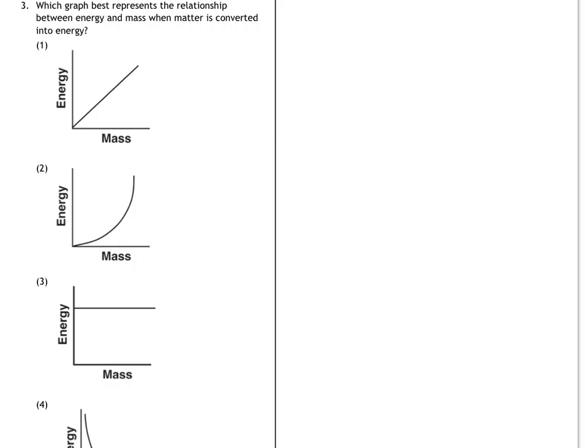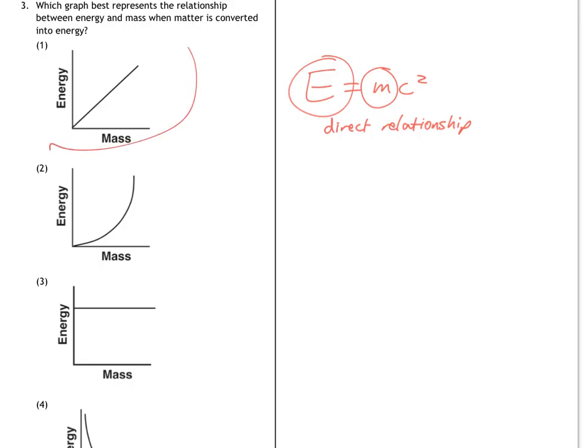Which graph best represents the relationship between energy and mass when matter is converted into energy? The relationship between E and m is direct, and would, of course, be best answered with choice 1.